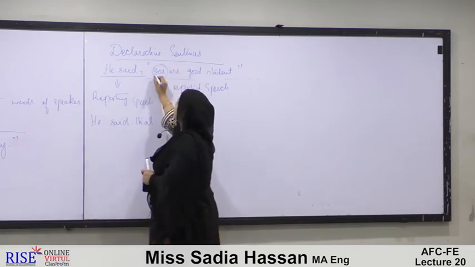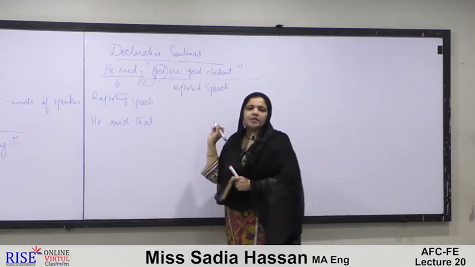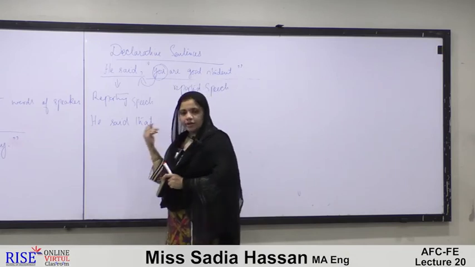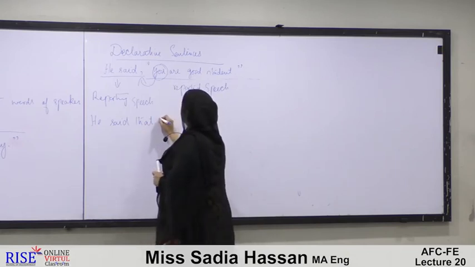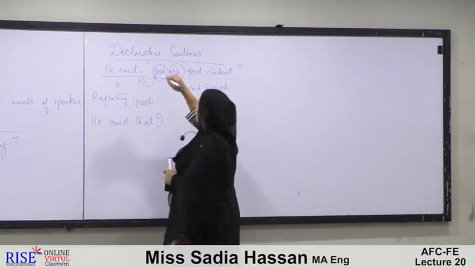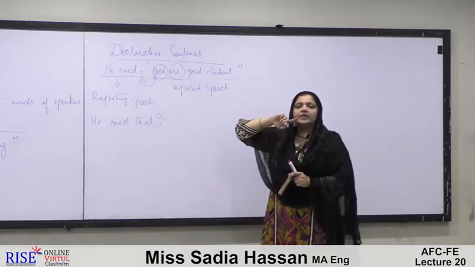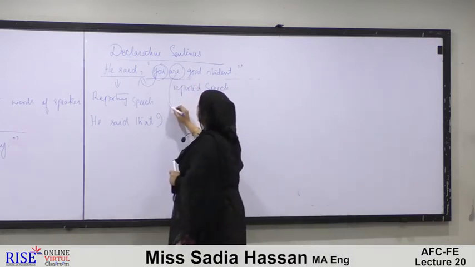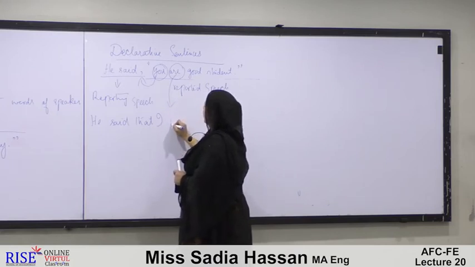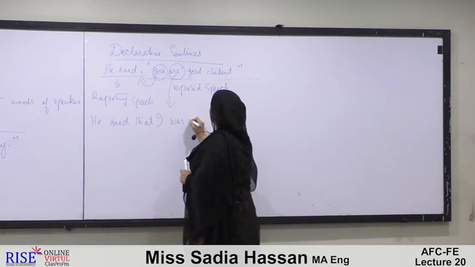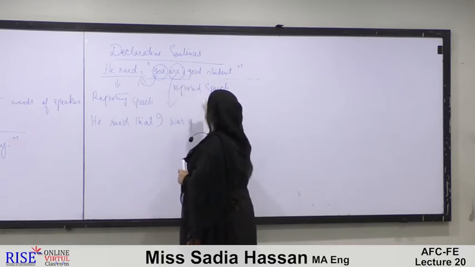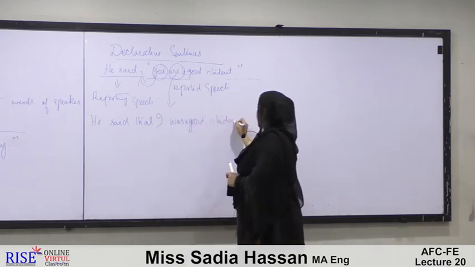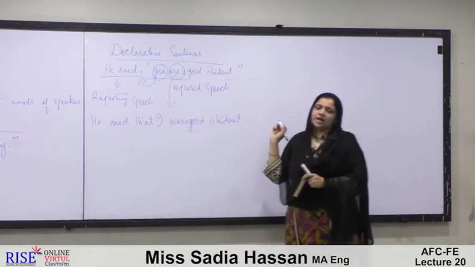Second person pronoun changes according to the object, but the object is missing. So I am going to change this "you" into "I" or "he" respectively. He said that I. We have read in our change of verb that am, are changed into was, were. This "are" is going to change into "was." That I was a good student. And the full stop at the end remains unchanged.